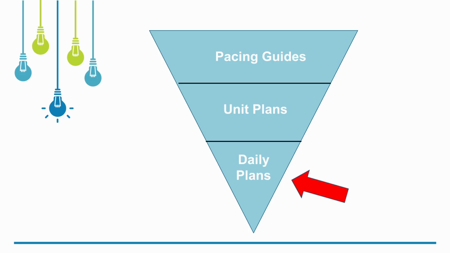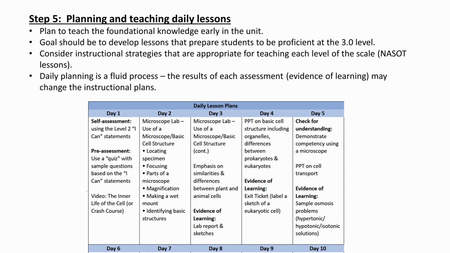And let's jump into that next layer. The daily lesson plan starts with step 5. All right, you want to plan to teach the foundational knowledge early in the unit. Where would I find the foundational knowledge on the proficiency scale? Level 2, right. The goal should be to develop lessons that prepare students to be proficient at the 3.0 level. You need to consider the instructional strategies that are appropriate for teaching each level of the scale.